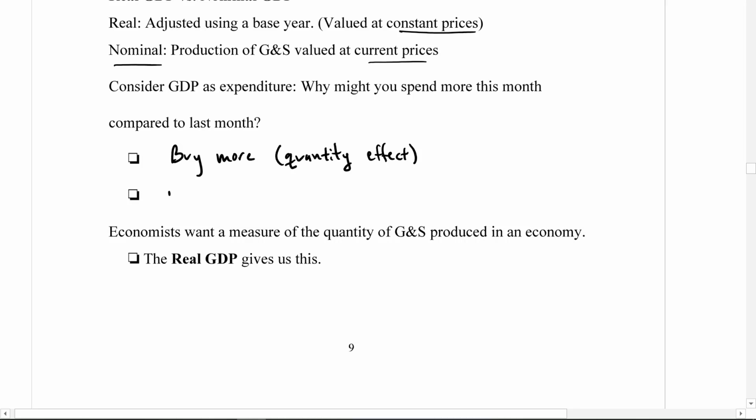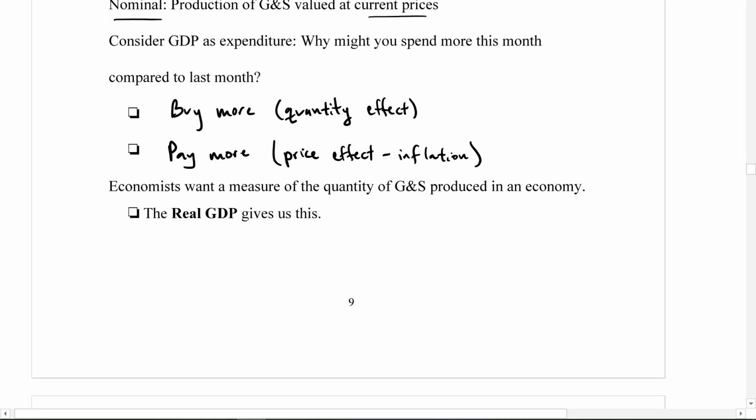Or you might pay more. You might buy the same amount of stuff, but pay more, and that's the price effect. Okay, essentially inflation. And essentially we want to control for this price effect to have an accurate measure, especially as we're looking across time. Any time we're looking across time, real GDP is the measurement to use to make accurate comparisons.